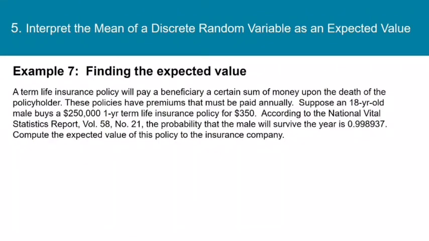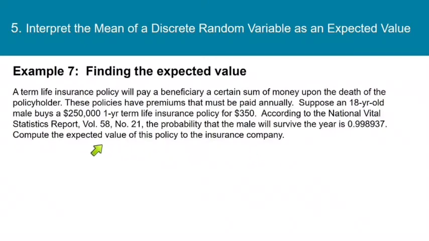So you'll find that very frequently expected value problems in textbooks involve money. So here's a good one, I think. This says a term life insurance policy will pay a beneficiary a certain sum of money upon the death of the policyholder. These policies have premiums that must be paid annually. Suppose an 18-year-old male buys a $250,000 one-year term life insurance policy for $350. According to the National Vital Statistics Report, the probability that the male will survive the year is 0.998937. Compute the expected value of this policy to the insurance company.